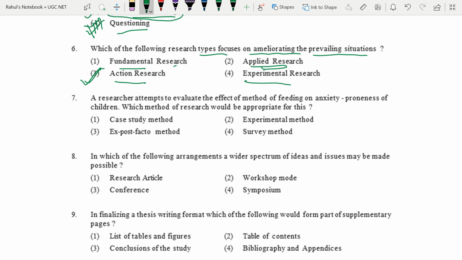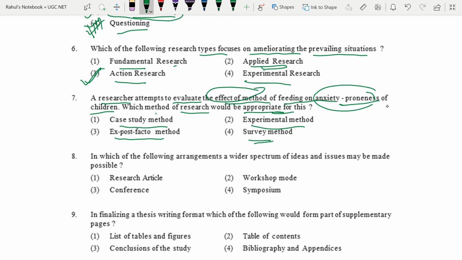Basically you just need to know the concept. There isn't any kind of explanation or anything like that, because you just need to know. It is a theoretical kind of question. The next question is, a researcher attempts to evaluate the effect of method of feeding on anxiety proneness of children. Which method of research would be appropriate for this? Case study method, experimental method, ex post facto method, or survey method? So to evaluate the effect of methods of feeding on anxiety proneness in children, it is the ex post facto method, depending on what facts they are deriving. Option 3 is the correct answer.